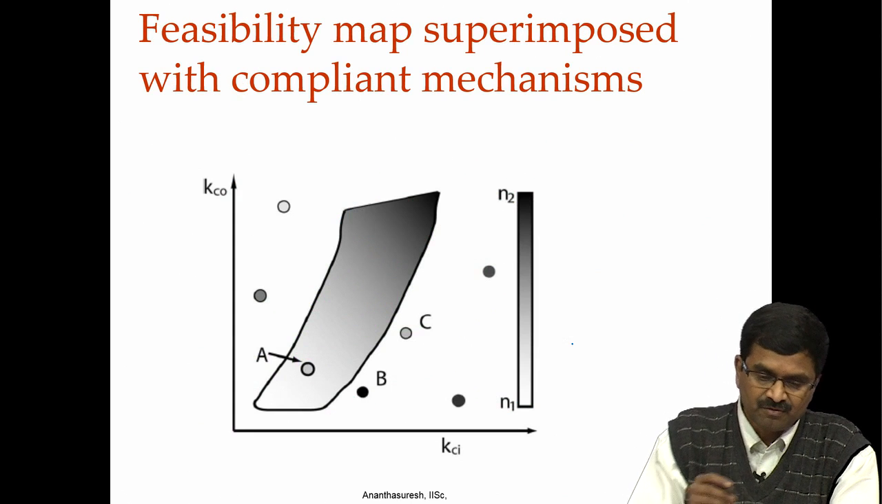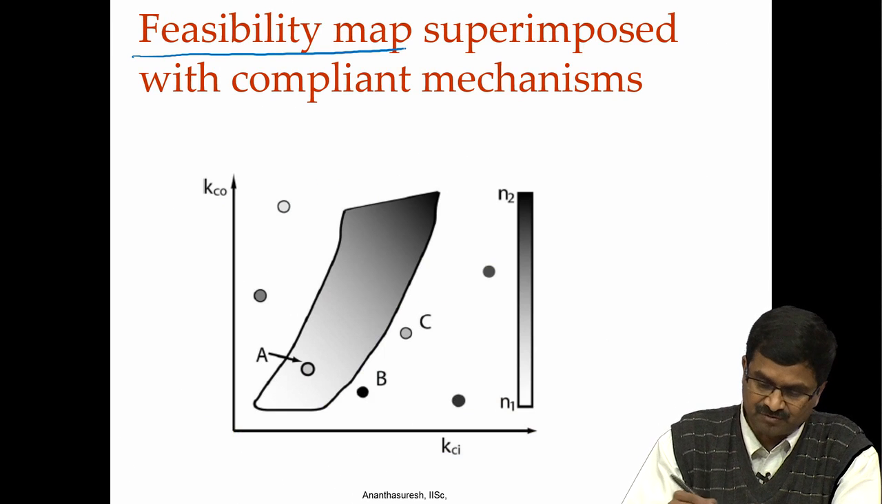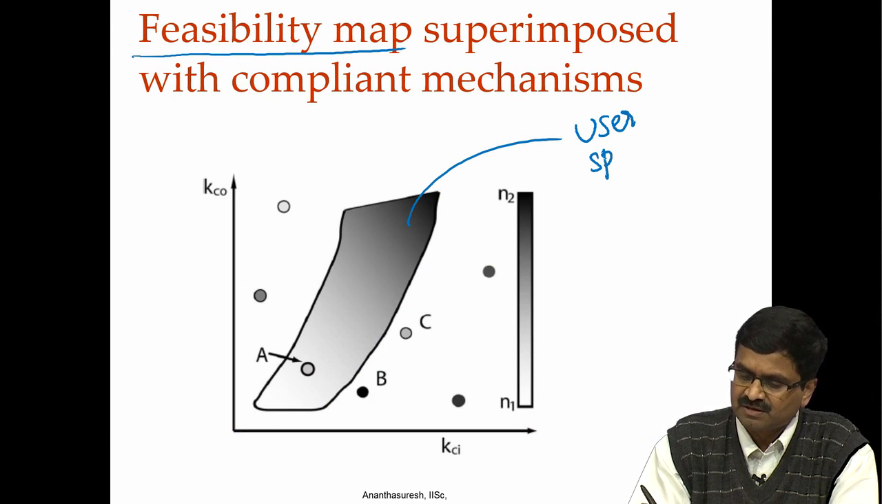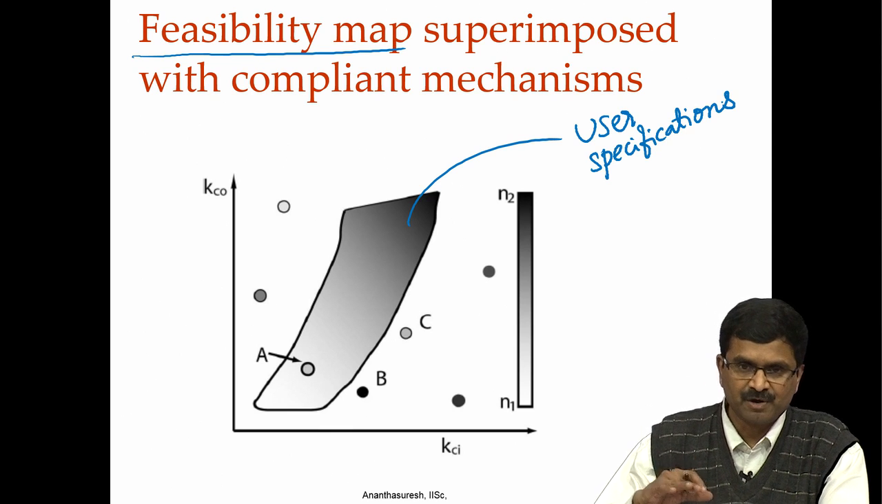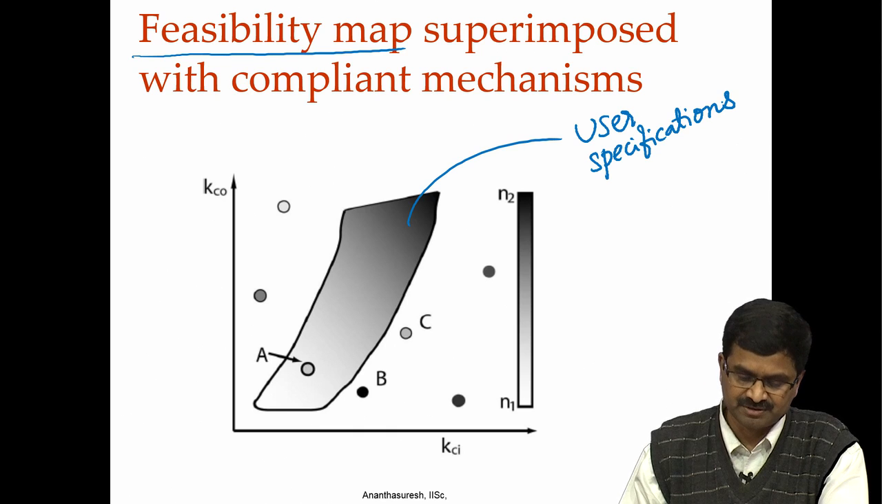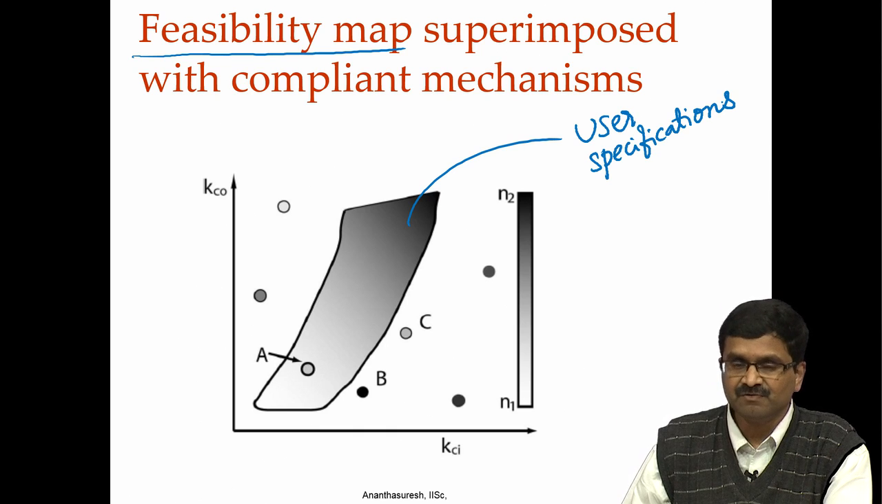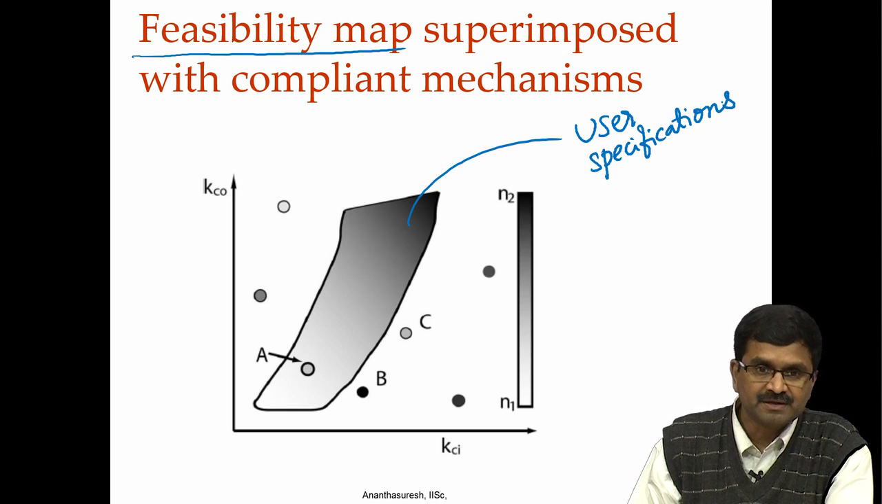So, the idea is now the feasibility map that we have drawn, that comes from user specifications. We discussed in the last lecture how that can be computed by solving two equations and 12 inequalities, upper and lower bounds on the 6 input parameters. You draw the feasibility map. Now, we also know that every compliant mechanism will also have unique values of KCI, KCO and N. Now, what we do is we put those compliant mechanisms in this chart.